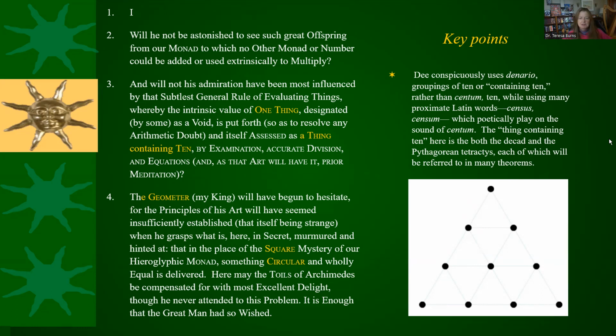Let's go on. Dee then says, the geometer, my king, will have begun to hesitate, for the principles of his art will have seemed insufficiently established, that itself being strange. When he grasps what is here, in secret, murmured and hinted at, that in the place of the square mystery of our hieroglyphic monad, something circular and wholly equal is discovered. Pause. Read that again and see if you can figure out what he's talking about. If you've stayed with me this far, you probably can.